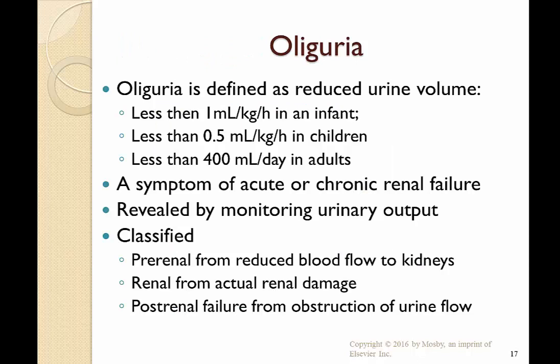A patient can also have oliguria, which is defined as a reduced urine volume. So you can see for infant, child, and adult, the amounts are different because their percentage of body water and their body mass are different. This can be a symptom of either chronic or acute renal failure. And we assess this when we're monitoring urine output, and we'll notice this. We can have pre-renal, which results from a reduced blood flow. We can have renal, which is damage to the kidney itself, or post-renal, which can be from an obstruction of urine flow within the system that brings urine out of the body.